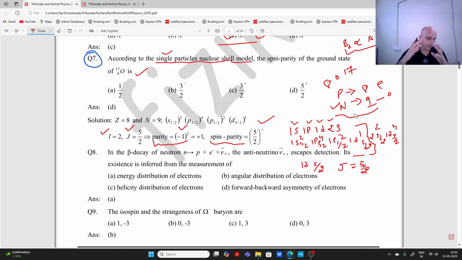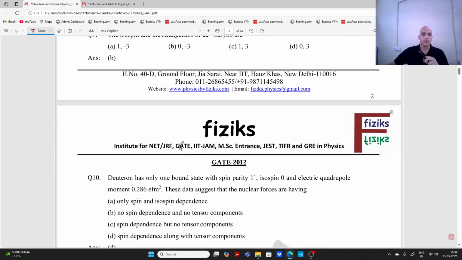We have to remember one thing always, that whatever spin and parity we are calculating in the shell model, all these are related to the ground state of nuclei, right? If we talk about the excited states, then we have some additional formulas for that, and in some cases the shell model doesn't correctly predict the spin and parity of different nuclei in the excited states, right? But mostly the questions are asked from the ground state, right? So this was the next question.